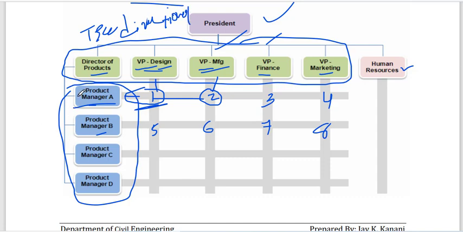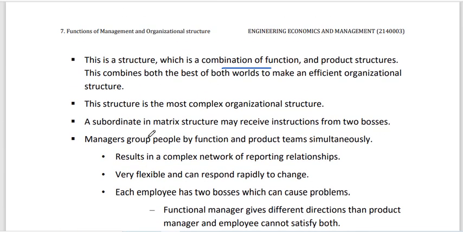Okay, and our product is a divisional structure. Second, we have products divisional. So this is a combination of traditional structure and divisional structure: traditional, functional, and divisional, product based. This structure, which is a combination of function and product structure, combines the best of both worlds and makes an efficient organization structure.